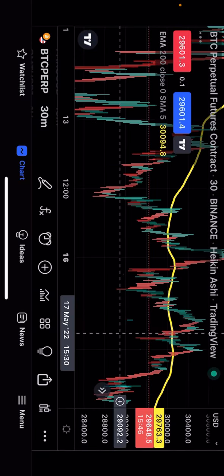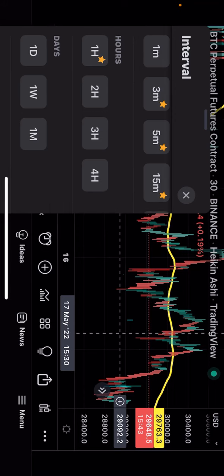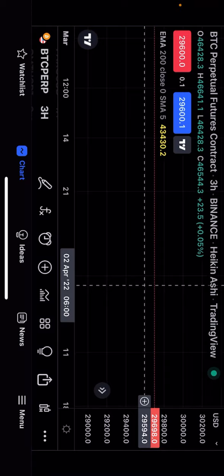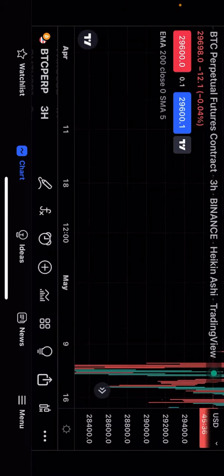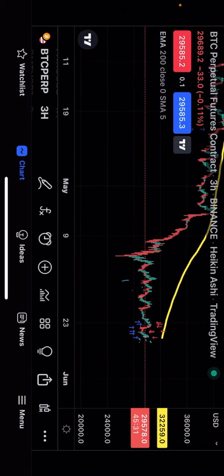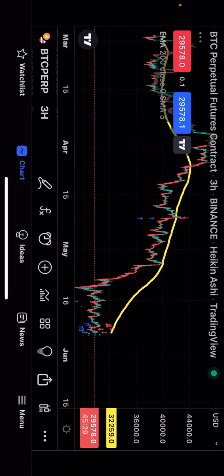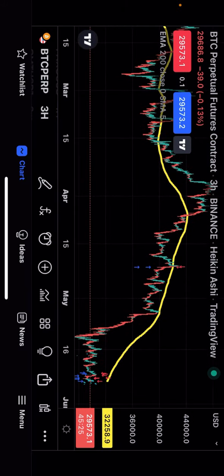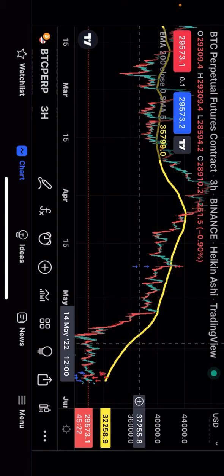Okay, let me use an hour time frame. Maybe that way I can see when last we had a good market. Right now, market is just doing like what, I don't know. Okay, wonderful. Now, first thing you take note of is your EMA. Your EMA is telling you that we're in a bearish market because it is above your price action.